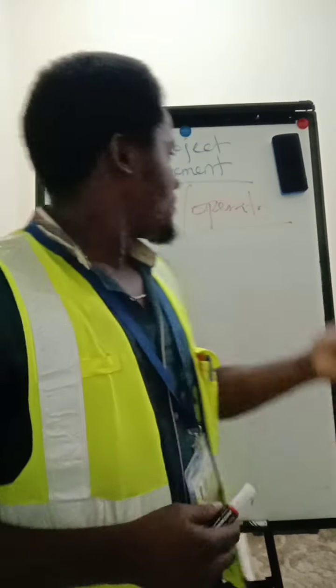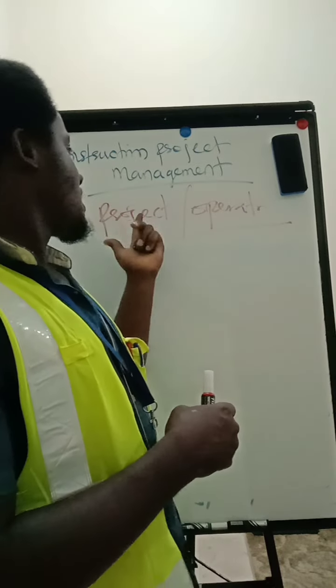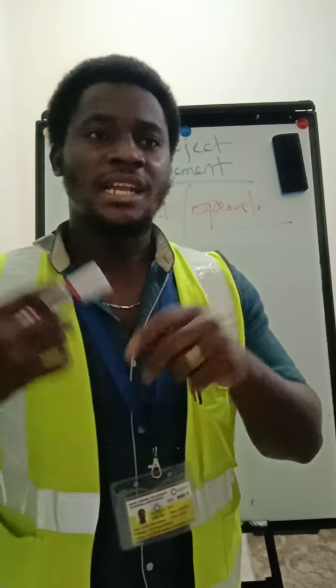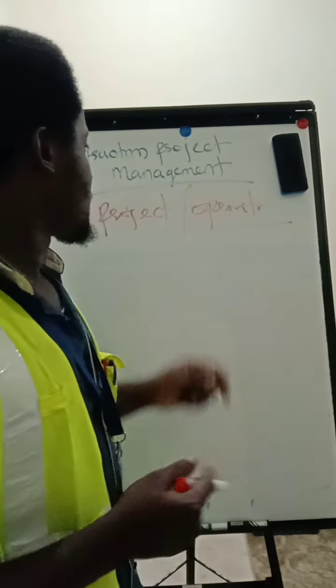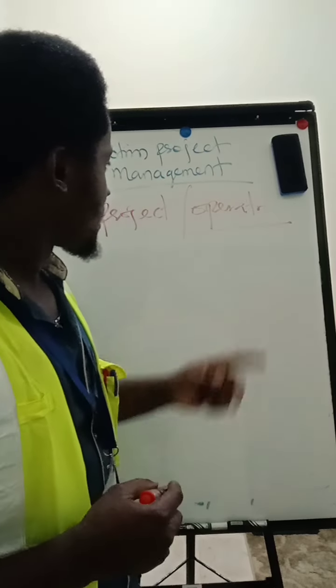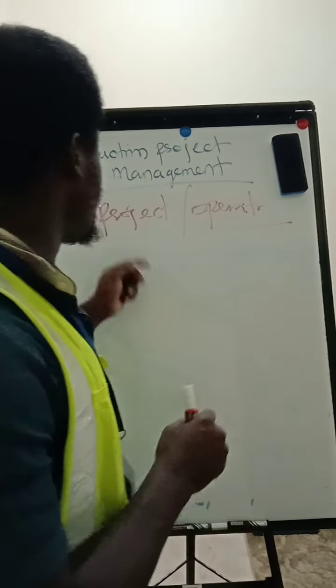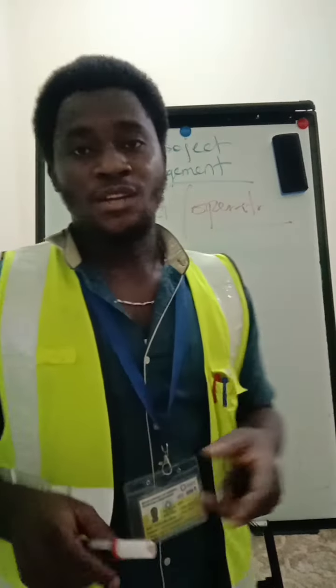Now we're discussing operation. Operations are activities that are carried out after a project has been completed, or continuous activities carried out in a facility to sustain that facility. You'll notice that an operation has a defined start, but the end is not defined. So this is the difference between a project and an operation.